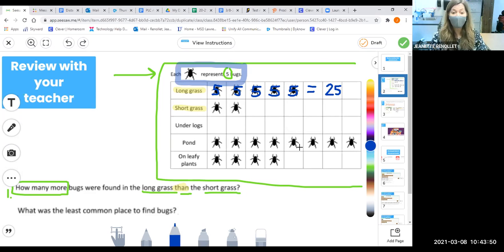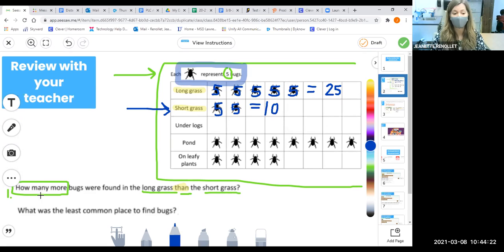After we found how many bugs were in the long grass, we look at our next category, short grass. Now I found short grass on the graph. I'm going to use my scale to know how to skip count. There are 2 bugs, so 5, 10. There were 10 total bugs found in the short grass.